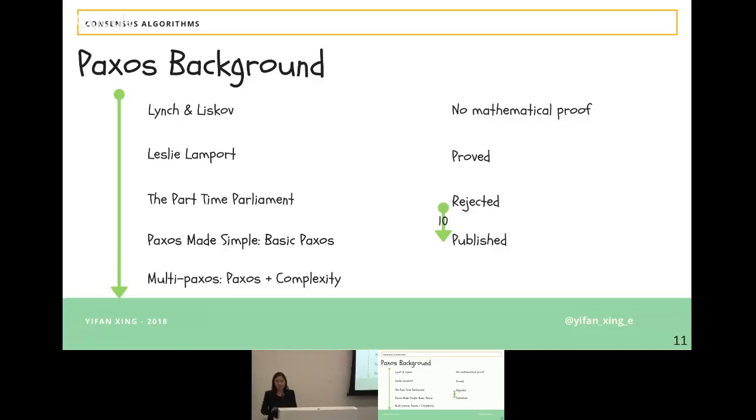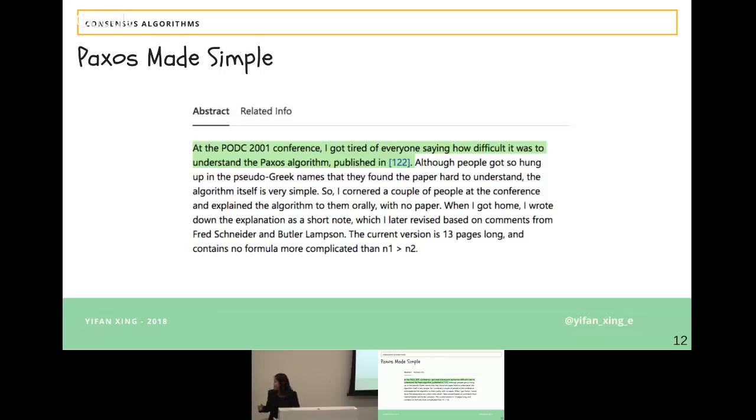Later, he published another paper on Multi-Paxos. Basically, the paper is not called Multi-Paxos, but he modified Paxos to make Multi-Paxos. It's basically Paxos plus complexity, which we'll talk about later. And just to show you the proof, I'm not making any of these up. He actually wrote the story in the abstract of the paper. If you have time to read it, it's really fun.